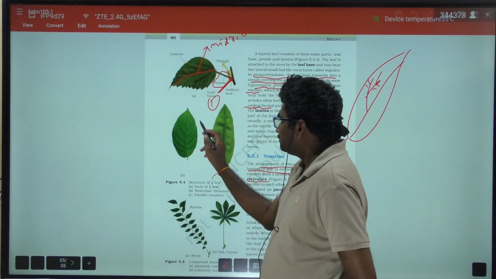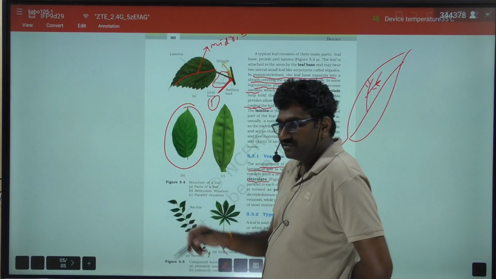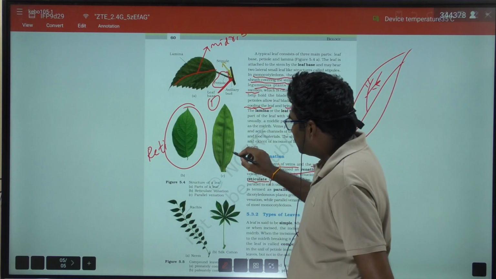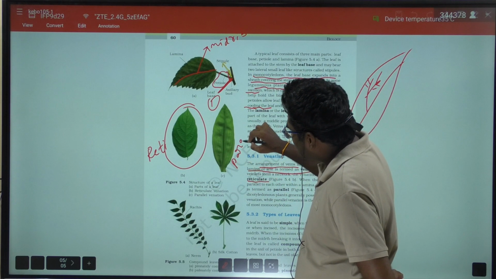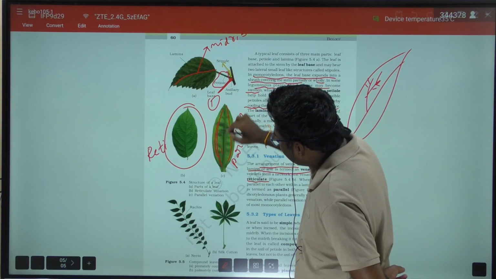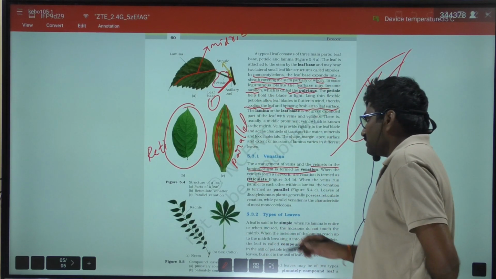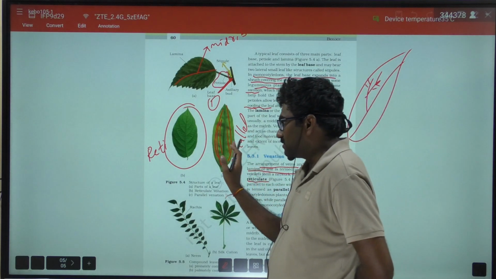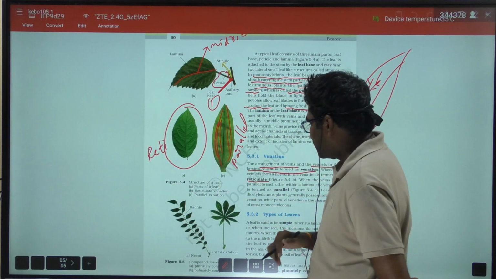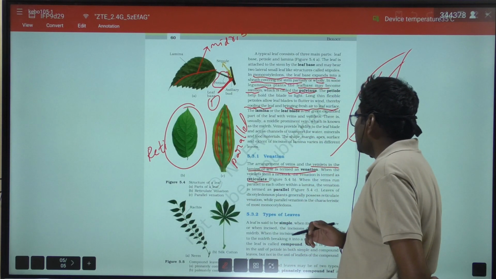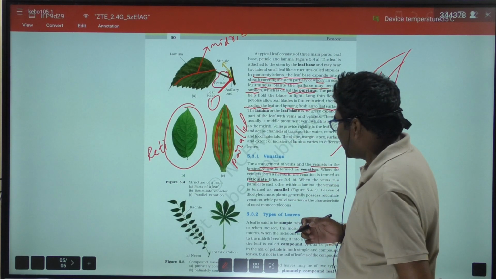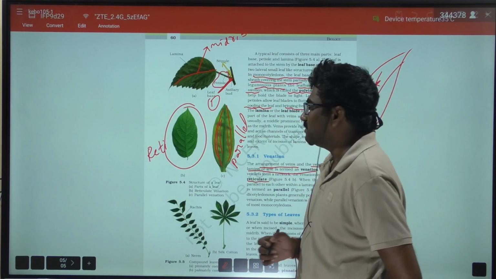So this is the reticulate venation, and this is the parallel venation. The veins are arranged parallelly. In monocots, parallel venation is found, whereas reticulate venation is found in dicot plants. Here the veins provide rigidity to the leaf blade and act as channels of transport of water.